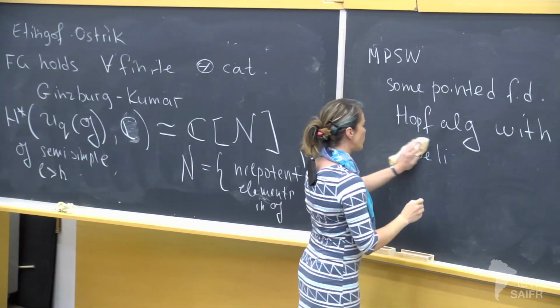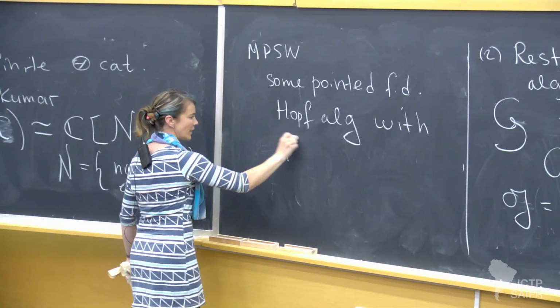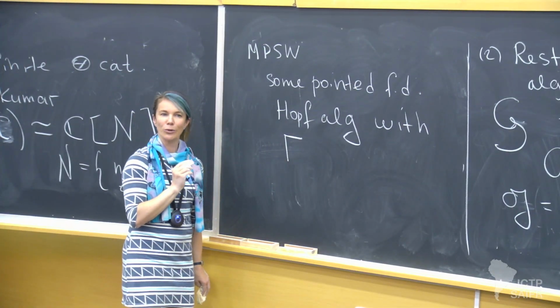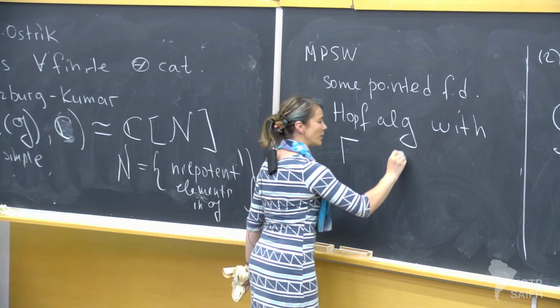So I think Nicholas was denoting this gamma, the group of group-like elements. I'm going to denote it gamma. Assume it's abelian.